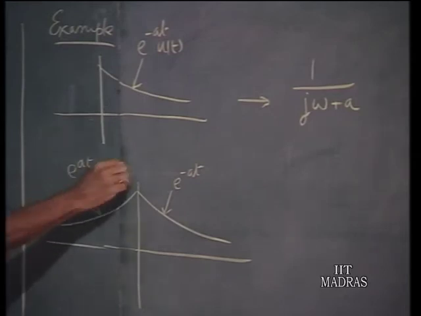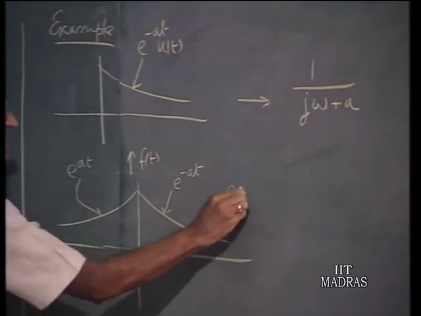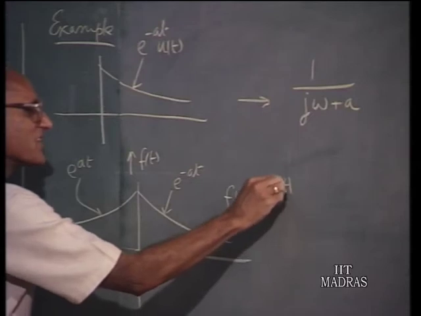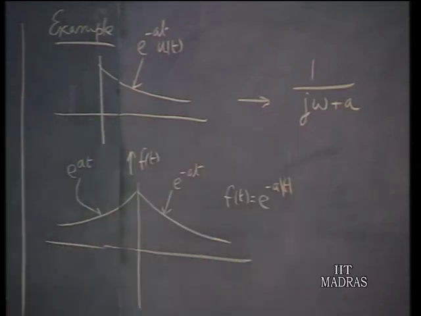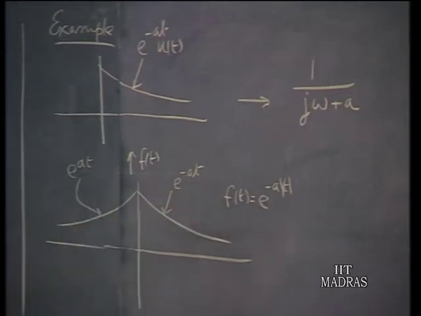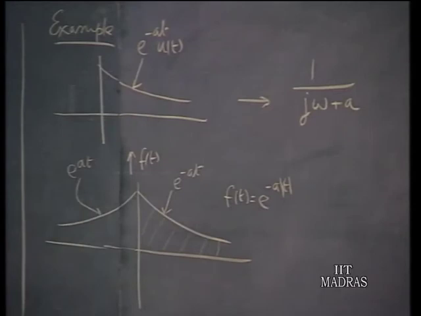So, this f of t that we have now can be described as f of t is e to the power of minus a magnitude t. So, the composite curve can be described analytically in this fashion. Now, what is the Fourier transform of this? It is quite straightforward, because we know the Fourier transform of this section. The Fourier transform of this section is 1 over j omega plus a, we know that.